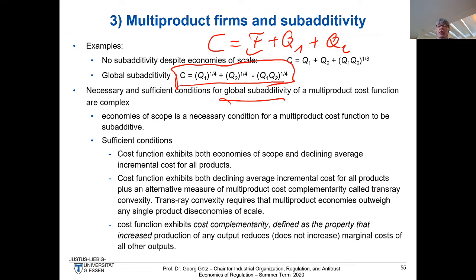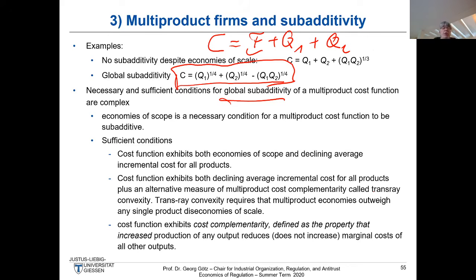That's again what Joskow states. I gave you a quote in the notes: the necessary and sufficient conditions for global subadditivity of a multi-product cost function are complex, and it is not particularly useful to go into those details here. If we were in the 80s, I mean the 1980s, we would spend hours and hours discussing trans-ray convexity. When I did my studies, we would have discussed these conditions at some length, but it turned out that you do not learn so much from that.